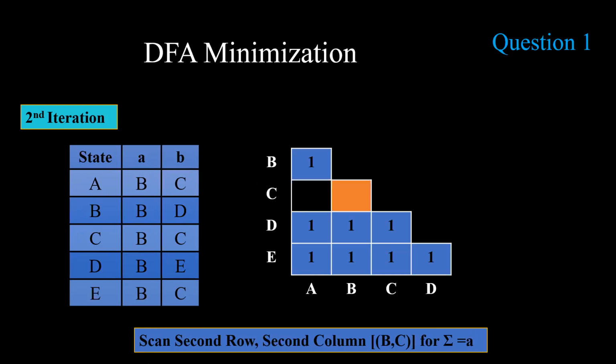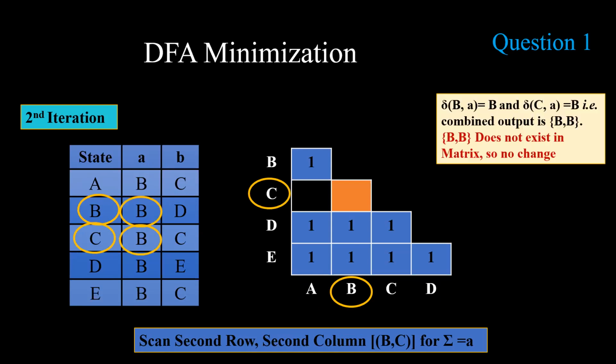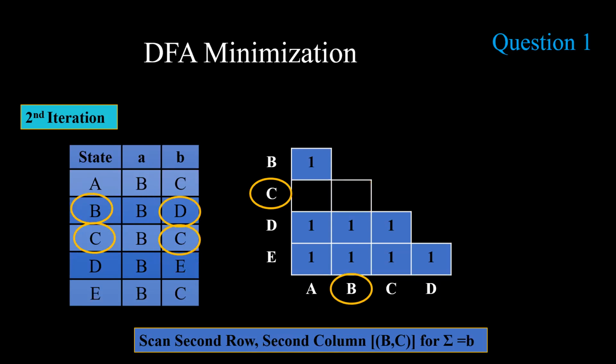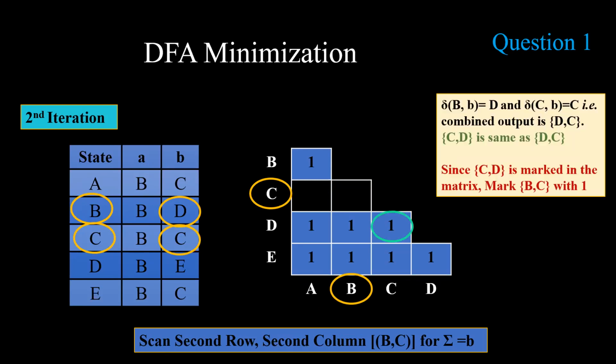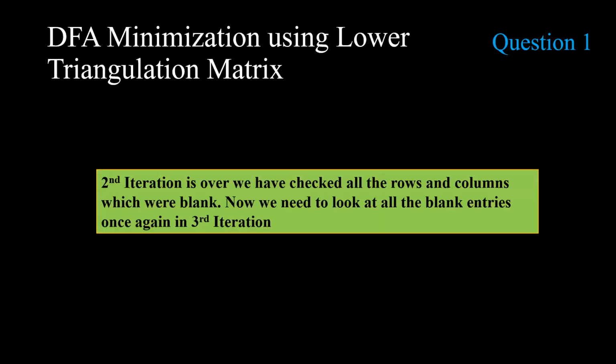Next, in the matrix, what is left out is the BC. BC on A is BB, which does not exist, but BC on B gives us CD. CD is marked now, so we will mark BC. Now we have only one row and column which is left out.